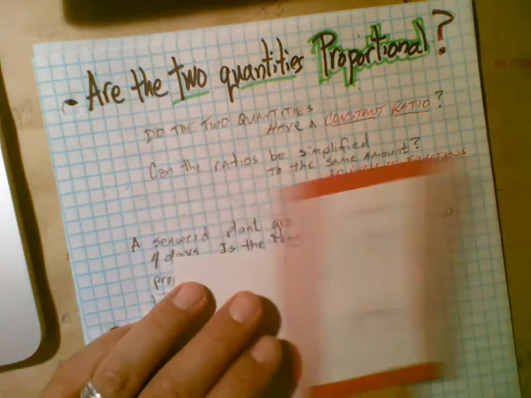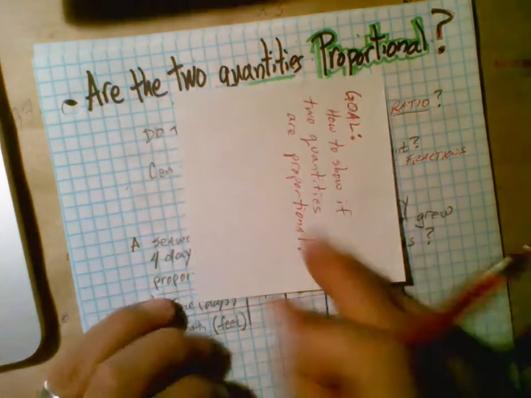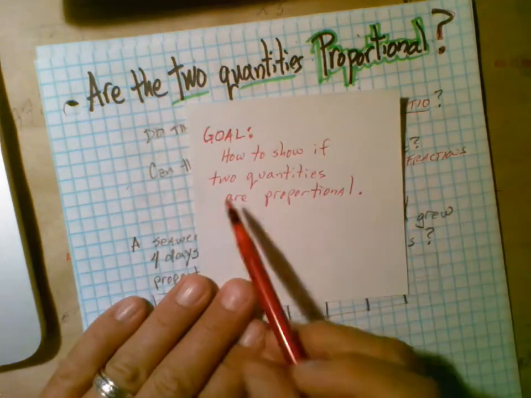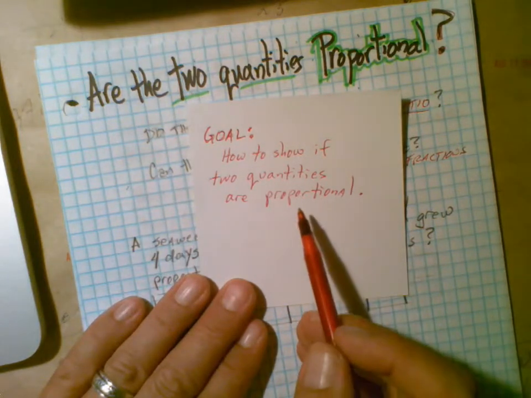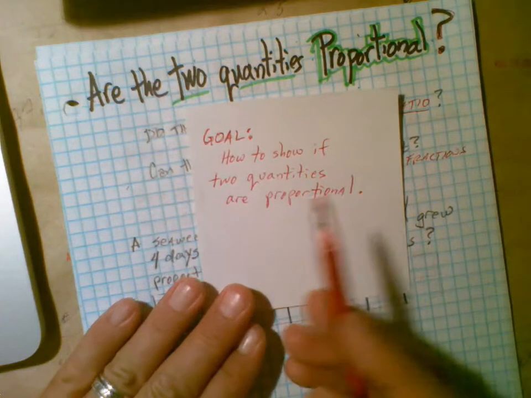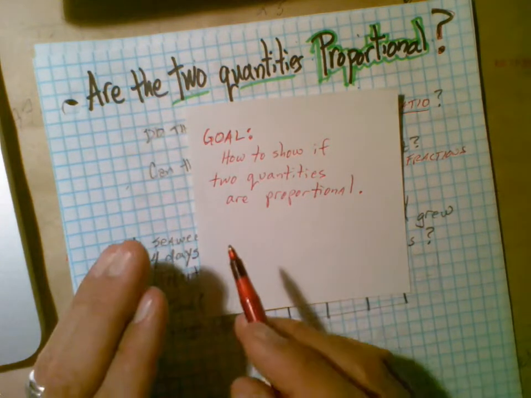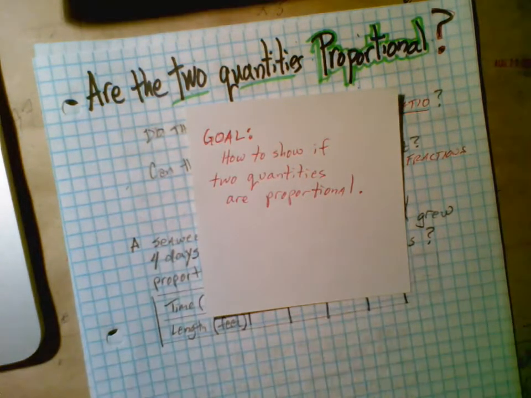So are the two quantities proportional? The goal we're going to have as part of this little video is how to show if two quantities are proportional. So what can we do to show if a relationship between two quantities is proportional or not proportional? Let's look at an example.